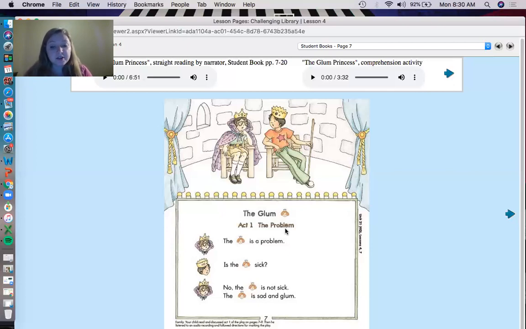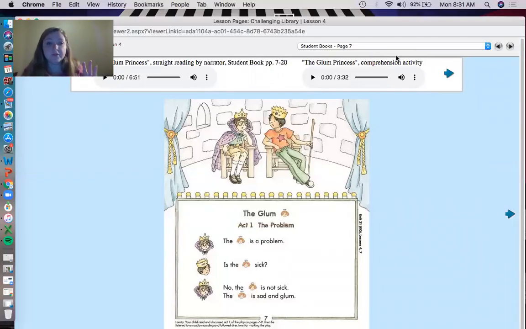So the purpose of this story is, we're going to read Act 1 of the play to find out the king and queen's problem and how they're going to solve it. Okay, so what we're going to do now, I'm going to pause the video. You're going to read this page by yourself, and then when you are ready, you can unpause the video.